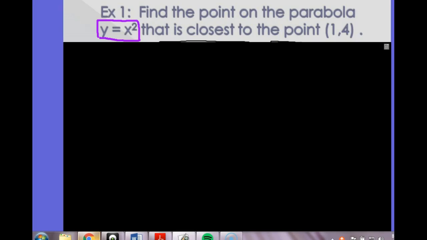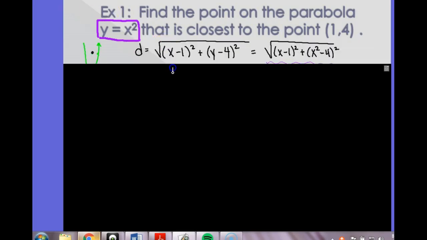All right, so it says find the point of the parabola at which that point (1, 4) is going to be the closest. So in order to find the closest point to another point on the graph, we need the distance formula. The distance formula is the square root of (x minus x1) squared plus (y minus y1) squared. So what I did was plug in x1 and y1, which are 1 and 4.